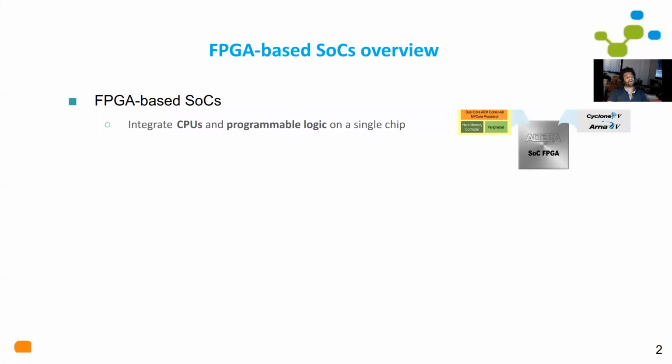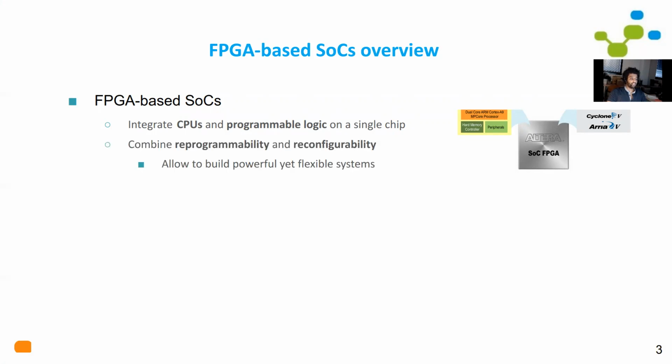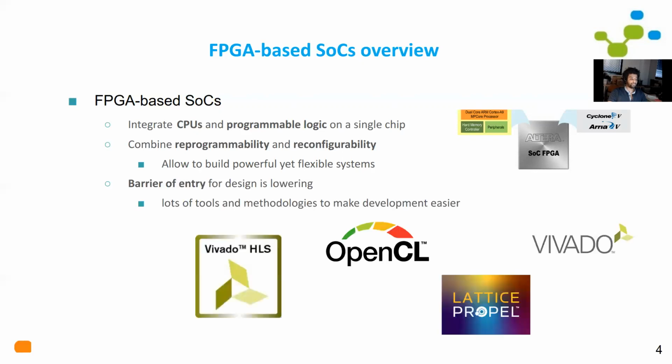Okay, before we discuss dynamic partial reconfiguration, let's talk about FPGA-based system on chips. These systems, which have been popular in the past couple of years, integrate CPUs and programmable logic onto the same chip. This allows them to combine the best of these two worlds, meaning they bring in the reprogrammability from the CPU world, and they also bring in reconfigurability from the FPGA world. And they allow us to build very powerful and flexible systems.